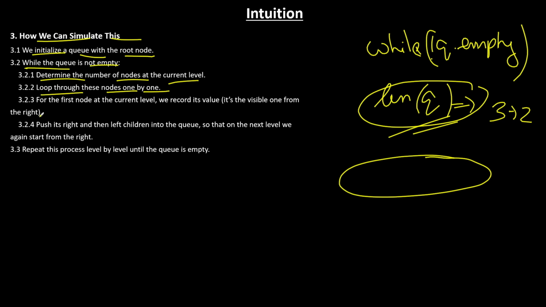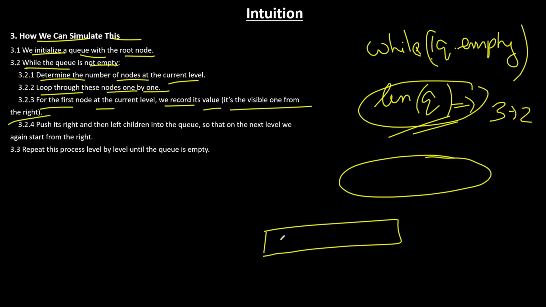That's all. For the first node at the current level, we record its value. It's the visible one from the right, because the first node in the queue is always the visible node from the right-hand side. Always. Push its right, then left children to the queue so that on the next level, we again start from the right. Repeat this process level by level until the queue is empty. This is the very simple thing. I hope you understood this explanation.